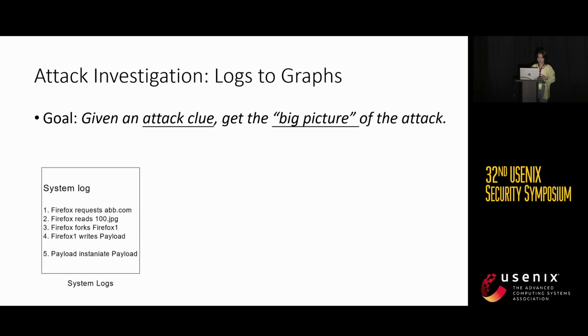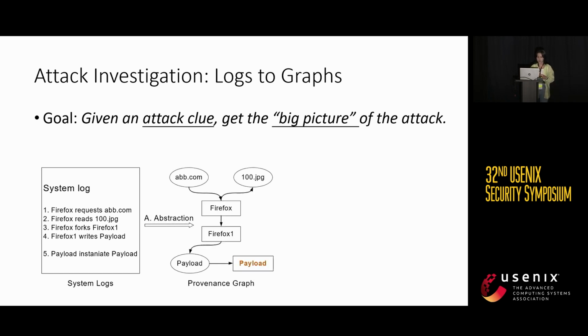Usually, attack investigation uses system logs for analysis. However, the logs can be very large and hard to understand. So existing work also tries to convert the log into a provenance graph. In this provenance graph, the nodes are the system subjects or objects such as a process or a file, and the edges are the system activities such as a read or write operation.